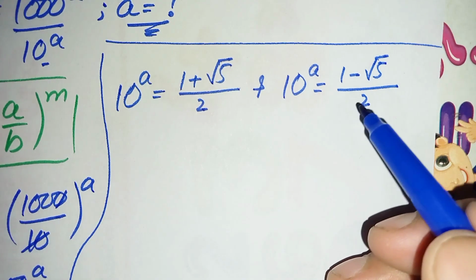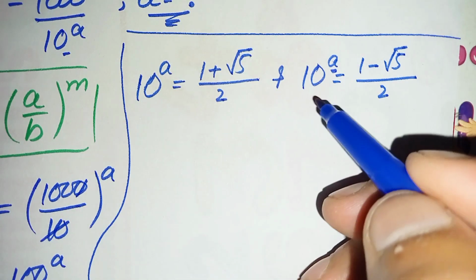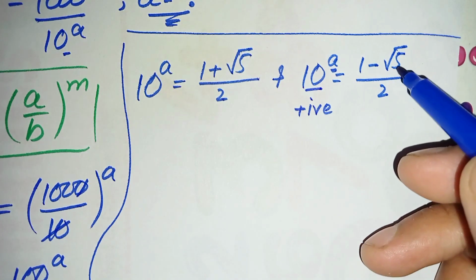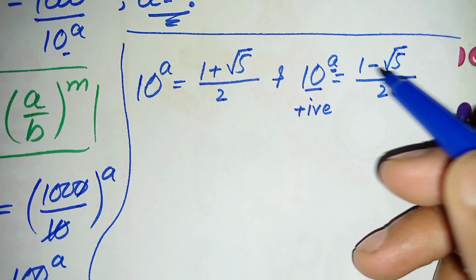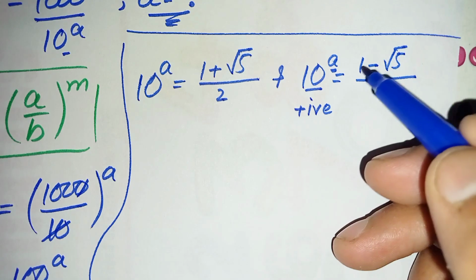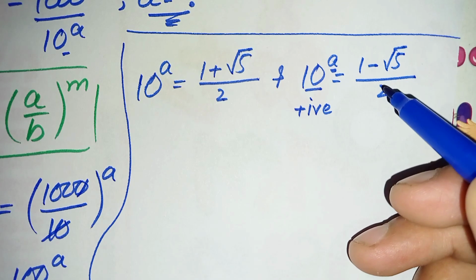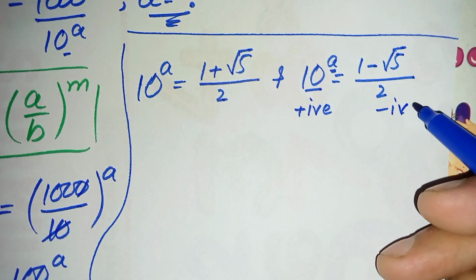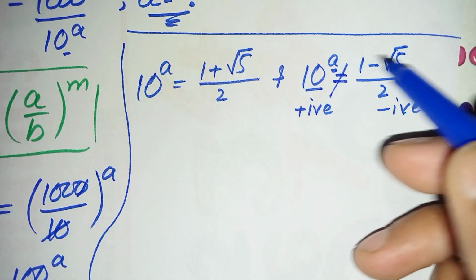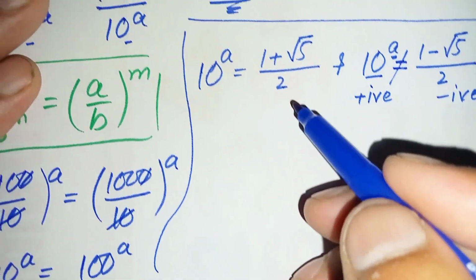Now first of all we will examine these equations. For any real number a, 10 raised to power a is always positive. Now the square root of 5 is greater than 1, so the subtraction 1 minus square root of 5 gives a negative value, so this whole number is negative. We know that in mathematics a positive number cannot be equal to a negative number. So we will reject this equation, and here we will only solve this one equation.